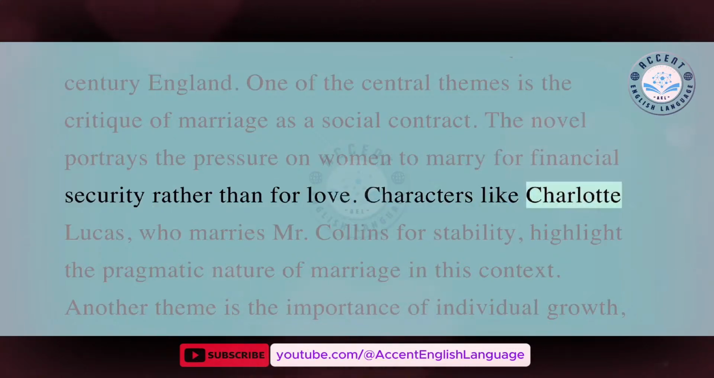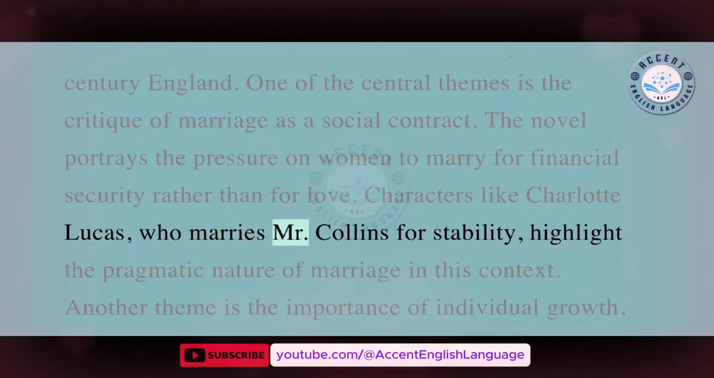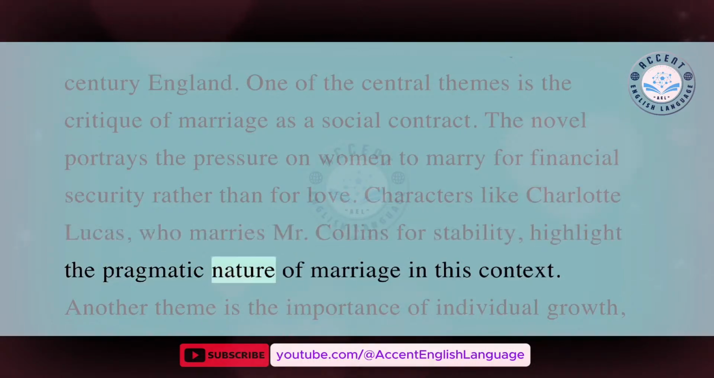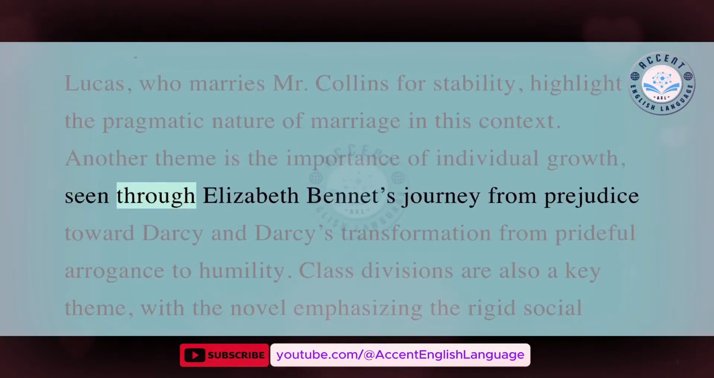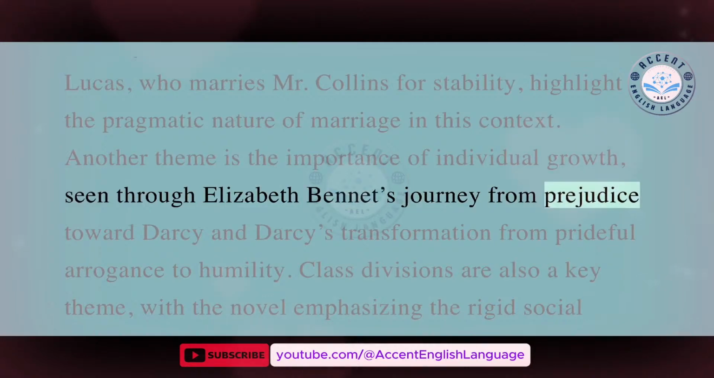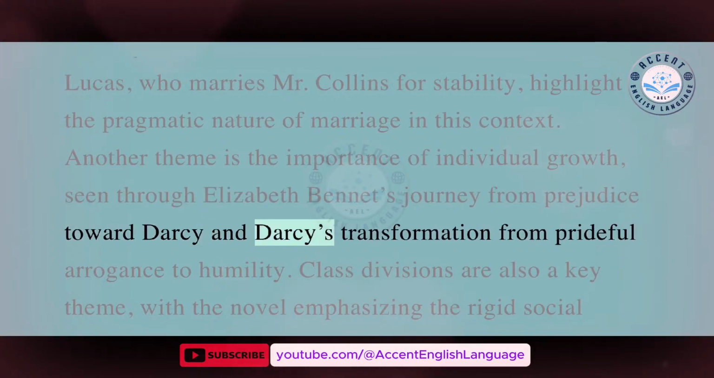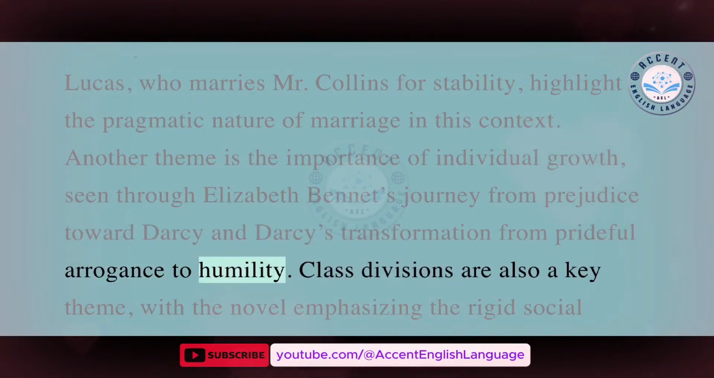Characters like Charlotte Lucas, who marries Mr. Collins for stability, highlight the pragmatic nature of marriage in this context. Another theme is the importance of individual growth, seen through Elizabeth Bennet's journey from prejudice toward Darcy and Darcy's transformation from prideful arrogance to humility.